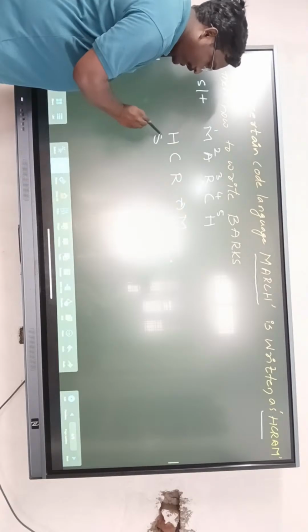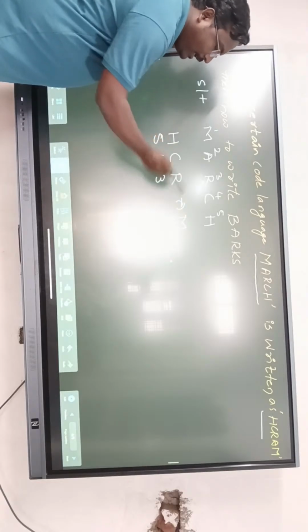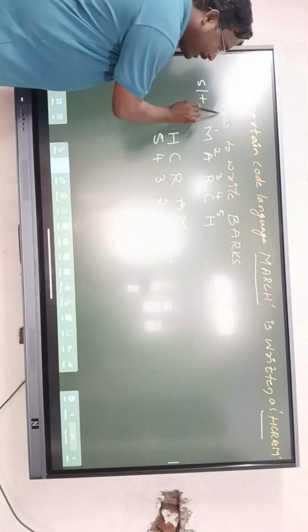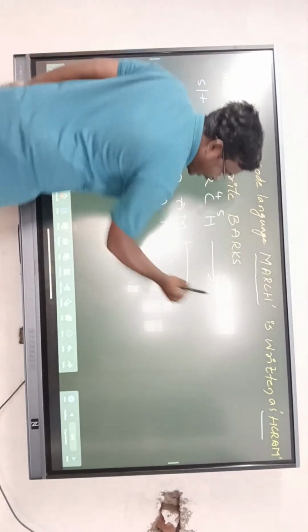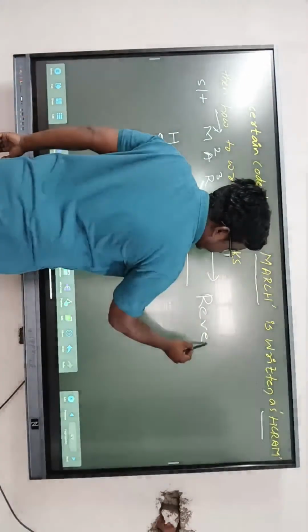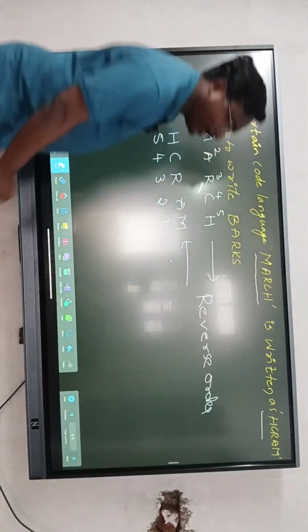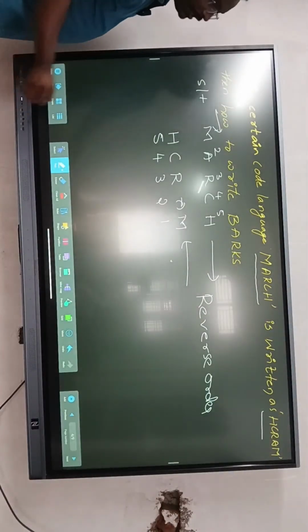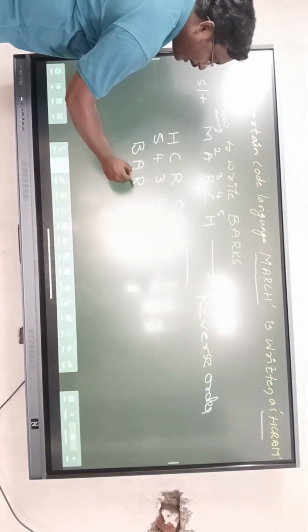Here H is 5, C is 4, R is 3, A is 2, M is 1. And then it is a reverse order. It's nothing but a reverse order. Now next, in the same way, but then B A R K S.